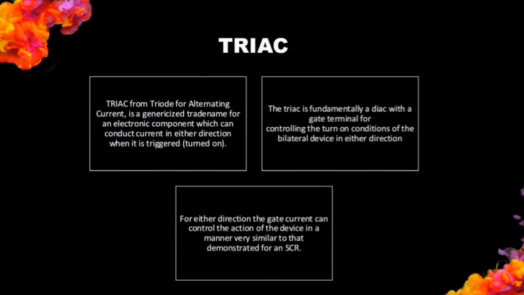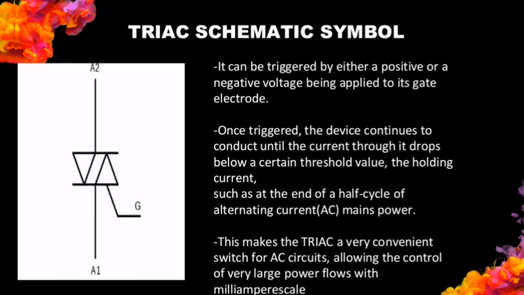Triac. Triac, from triode for alternating current, is a genericized trademark for an electronic component which can conduct current in either direction when it is triggered or turned on. The triac is fundamentally a diac with a gate terminal for controlling the turn-on condition of the bilateral device in either direction. For either direction, the gate current can control the action of the device in a manner very similar to that demonstrated for an SCR.